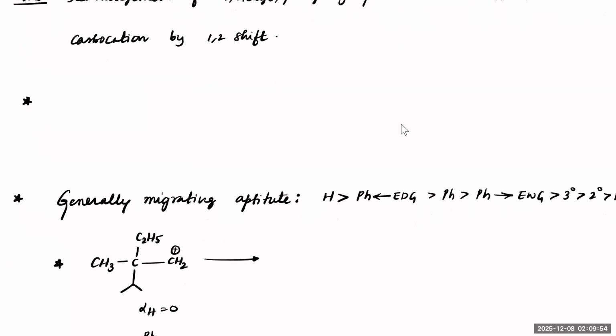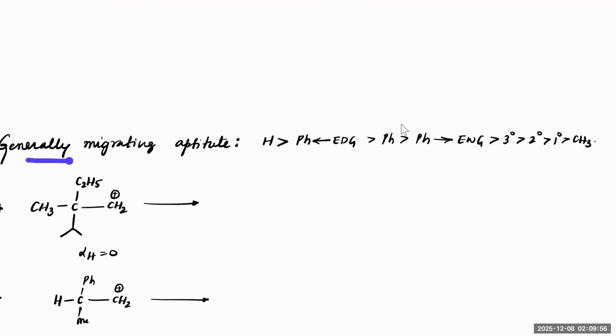You can clearly see that generally the migrating aptitude, that means the ability to migrate from one place to an adjacent place, will be highest for hydrogen, then for phenyl with donating groups, then phenyl alone, and thereafter phenyl with an electron withdrawing group, then normal 3 degree, 2 degree, 1 degree, and methyl. So this is how the migration usually takes place.